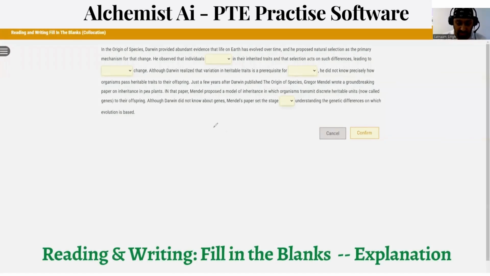Okay, so again, let's start by skimming and scanning this question. If you skim and scan this question over here, what do you get by skimming and scanning this question? If you go through this, it's something related to Darwin, right? Okay, let's start reading.